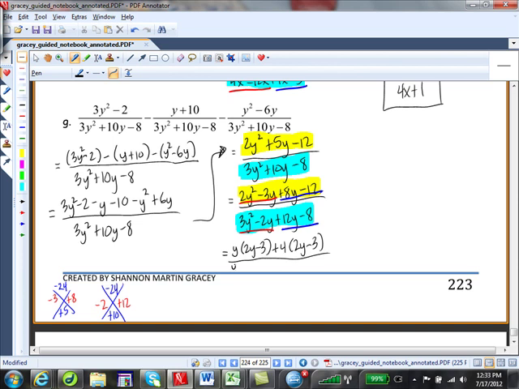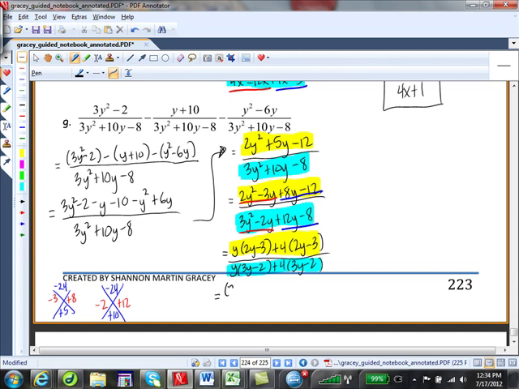Let's see, in the denominator, I can factor out a y. I'm left with 3y minus 2. And if I factor out a positive 4, I'm left with 3y minus 2. So the yellow is on its way to being factored, as is the blue.